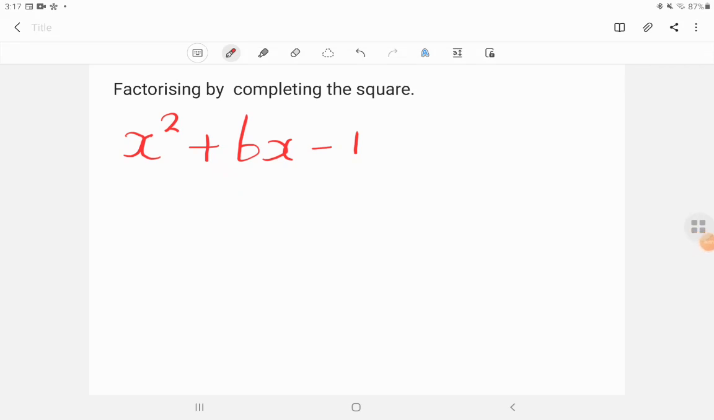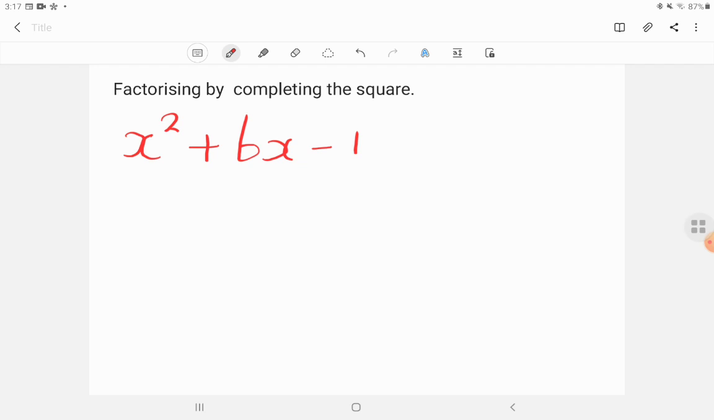Everyone, in this lesson we are focusing on factorizing by completing the square. The method of completing the square involves manufacturing a perfect square so that an expression may be factorized as a difference of squares. Let's look at this example: x square plus 6x minus 1.